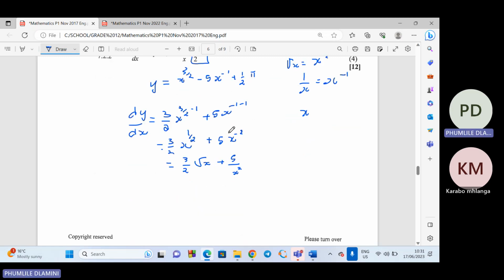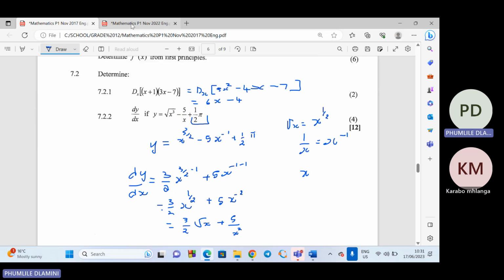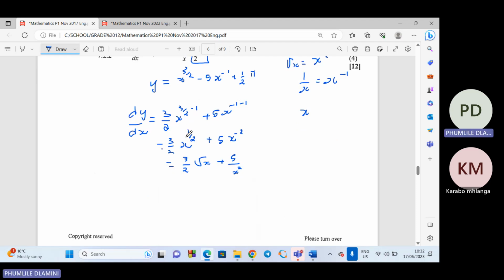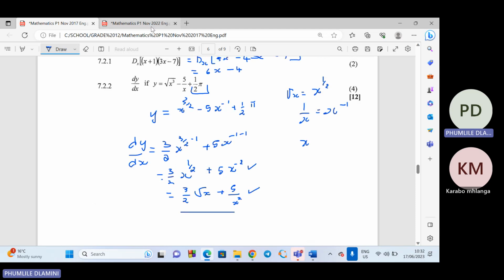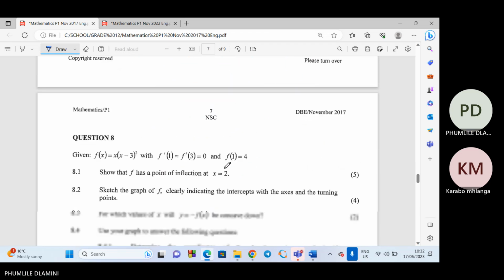Did you see what I did? Yes. So this is how we differentiate. This one was for 2017. So this is the final answer. You can even end here. It can still be fine, but you can write it in this format if you know properly, to show that you understand maths. So this is how you do them.